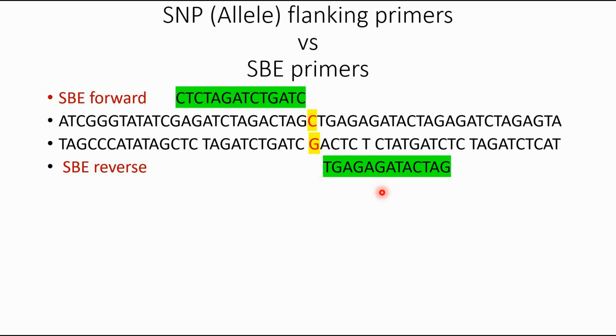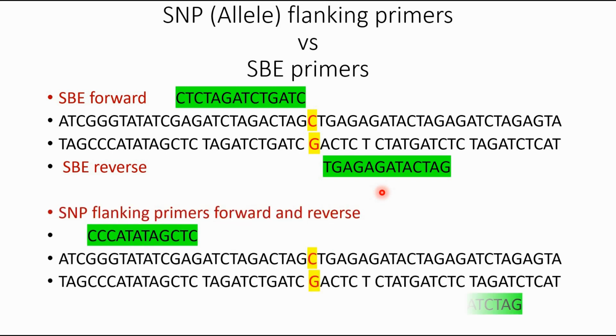Now what about SNP or allele flanking primers? Here in SNP flanking, we need both forward and reverse primers. And the difference here is that the SNP flanking primers are away from the SNP position. The distance between the SNP and the primer is not specific. So primers designed before and after the SNP position that flank that region are called SNP flanking primers. Here we can say that they sandwich this SNP position along with the nucleotides surrounding it. So the difference is clear between both primers.